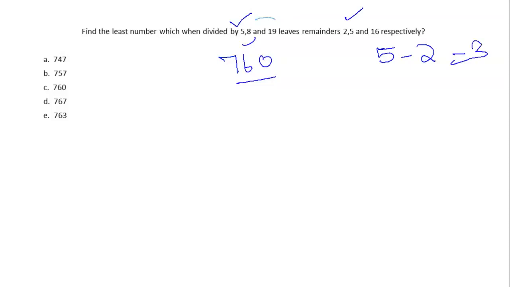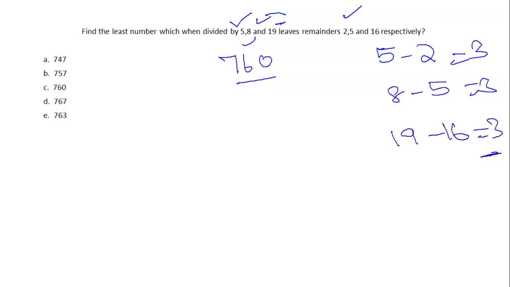Similarly 8 minus 5 is nothing but 3, and 19 minus 16 is also 3. So all of these give you 3 as the difference. So we take the number minus 3, 760 minus 3, 757, which gives you the remainder 2. 757 divided by 8 gives you 9 times 72, 57.